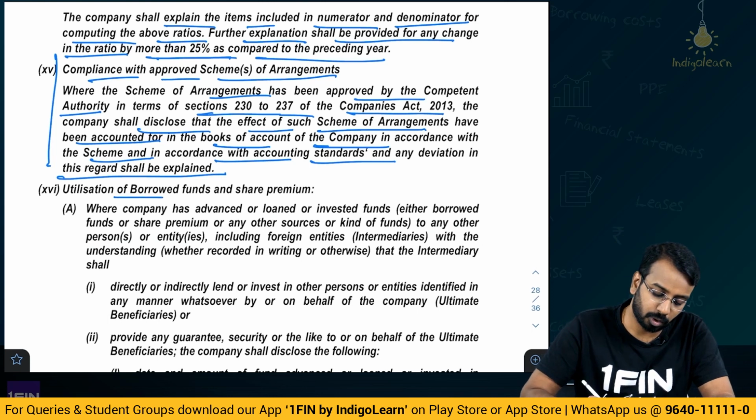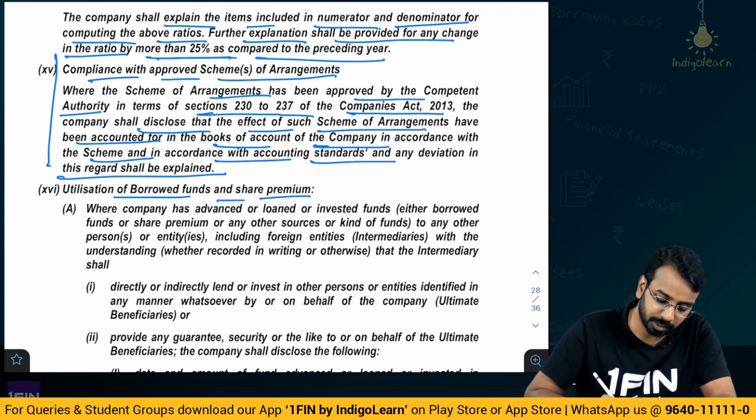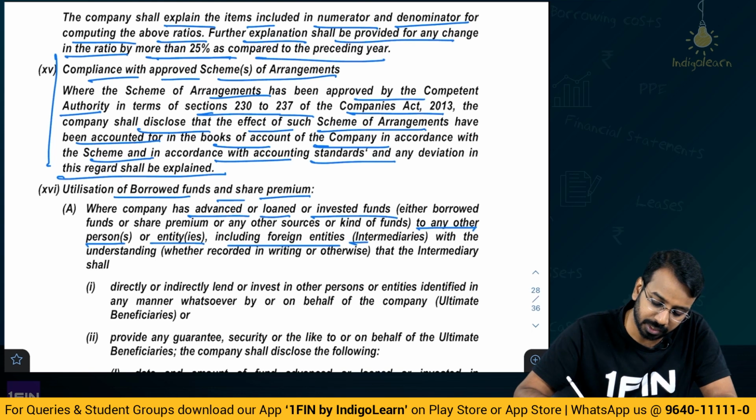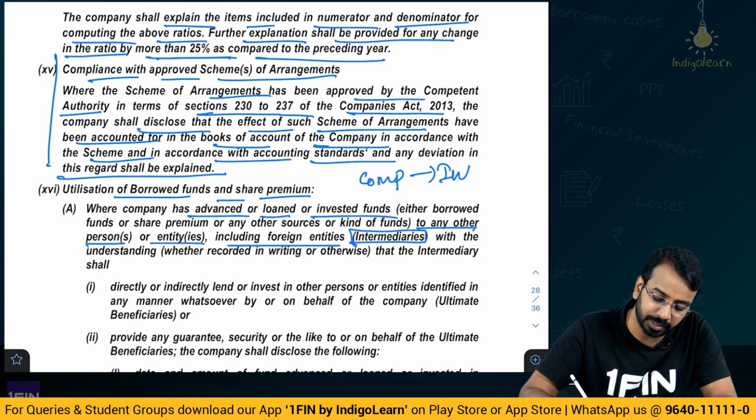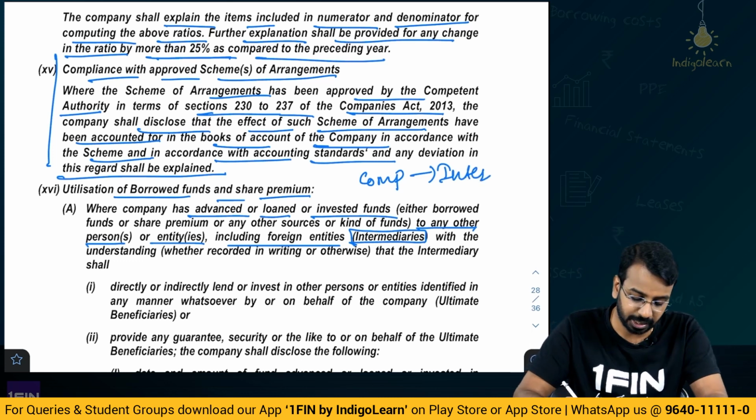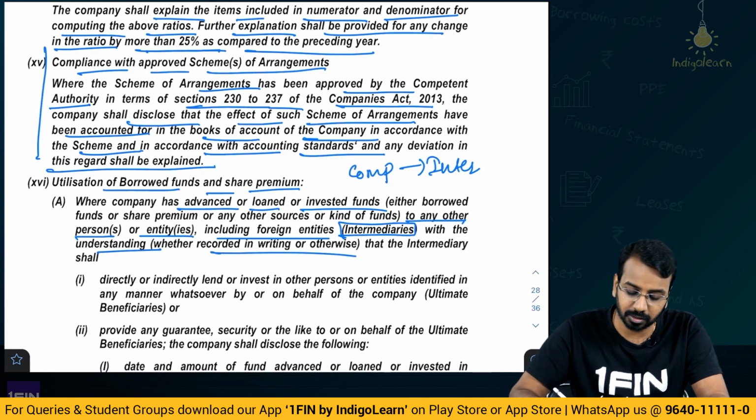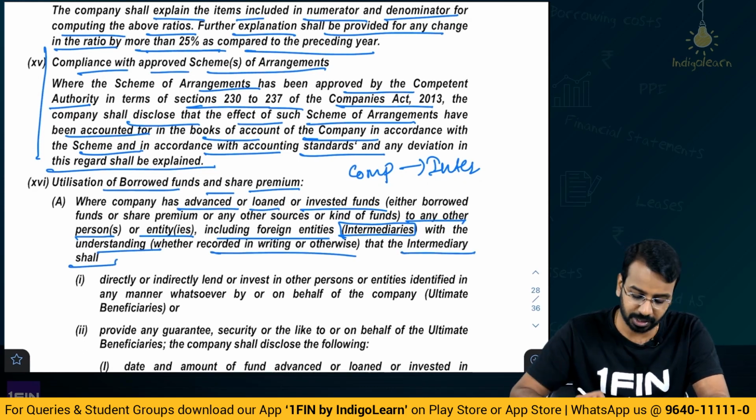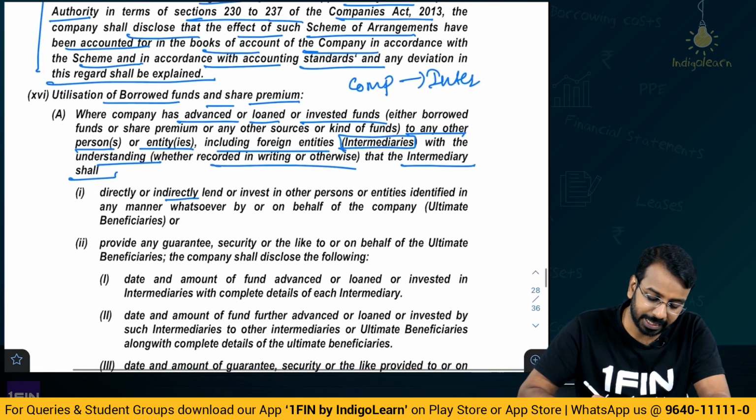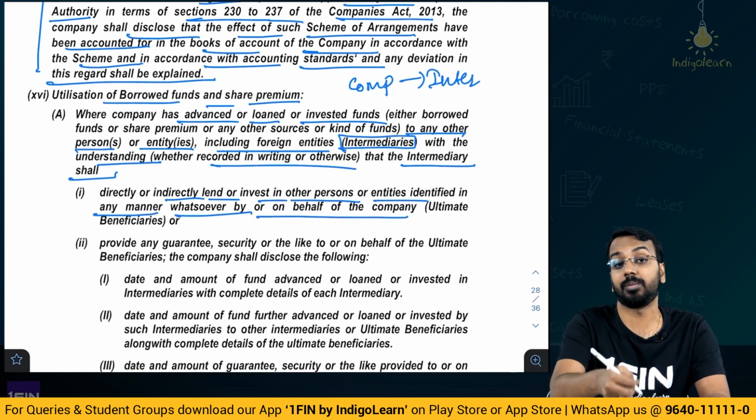Then utilization of borrowed funds and share premium. Now, where the company has advanced or loaned or invested funds to any other person or entities, including foreign entities, intermediaries. So, basically there is this company, there is an intermediary, they have given the money or they have advanced the money to the intermediary with the understanding, whether in writing or otherwise, that the intermediary shall directly or indirectly lend or invest in other persons or entities identified in any manner whatsoever by or on behalf of the company. So, we have given money to the intermediary.